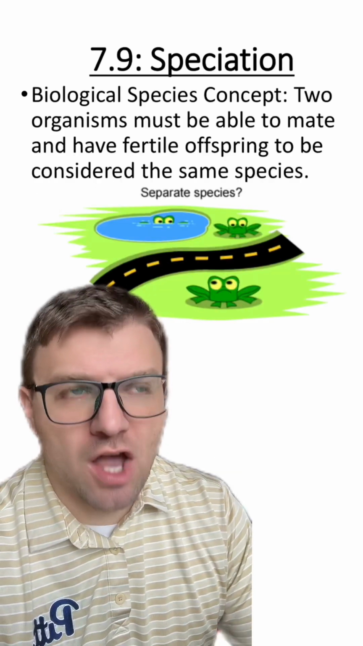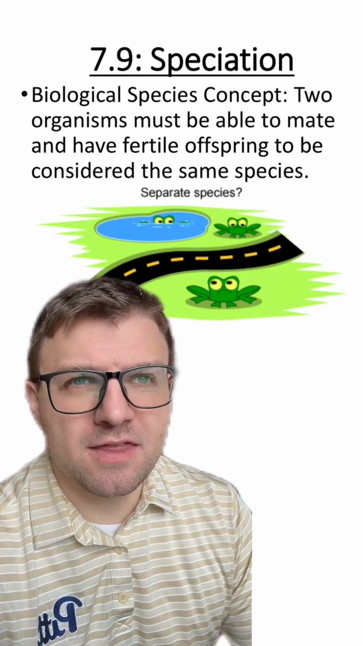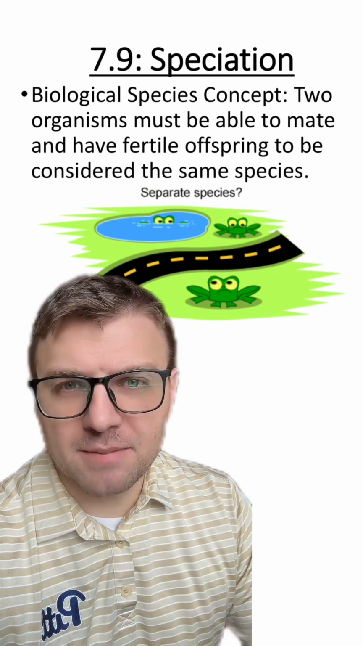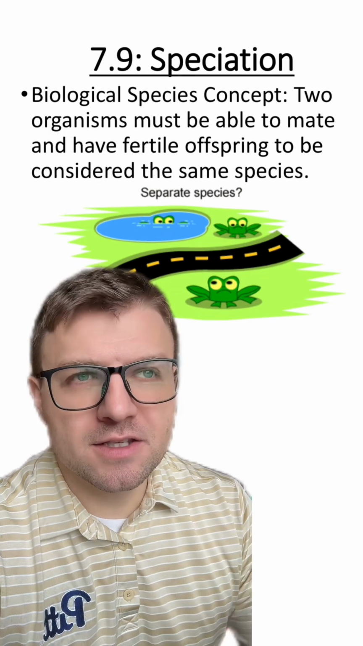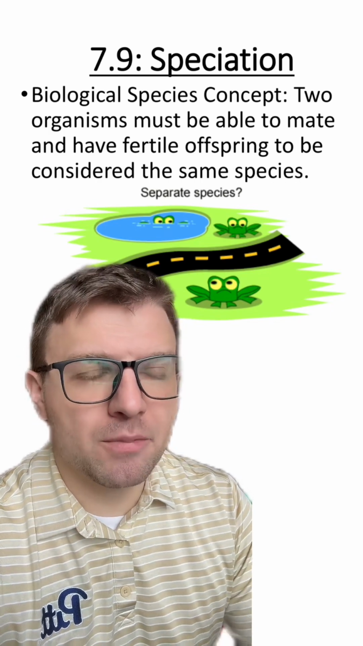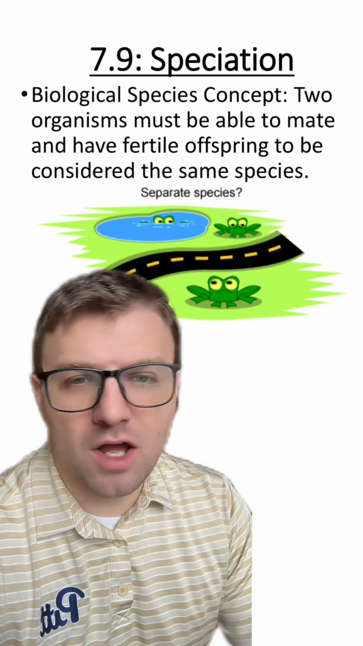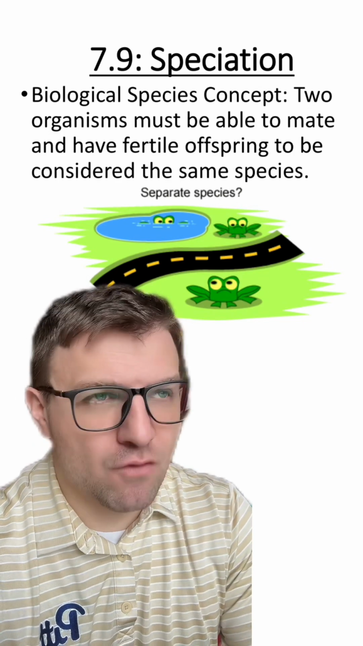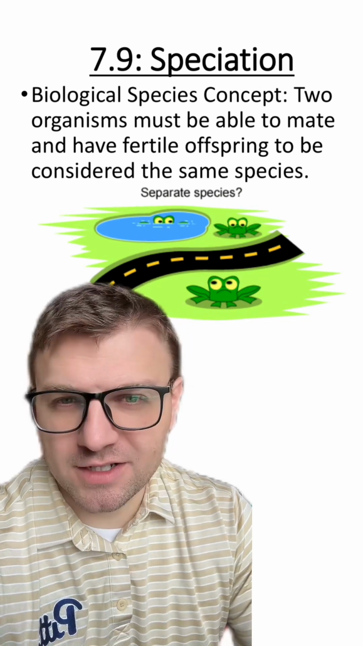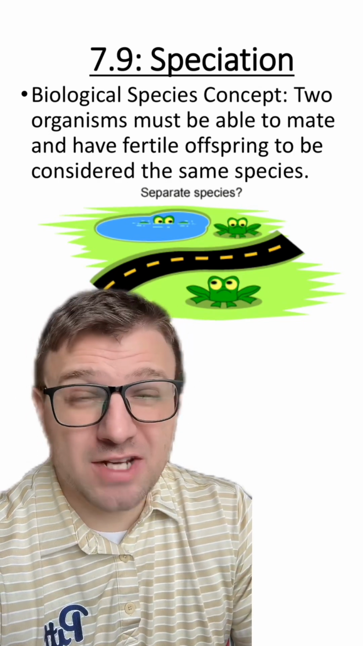Before I get into the topic of speciation, we need to understand the biological species concept. For two organisms to be considered the same species, they have to be able to mate and produce fertile offspring. Now, this definition of what a species is isn't perfect. What that means is that this definition has flaws.